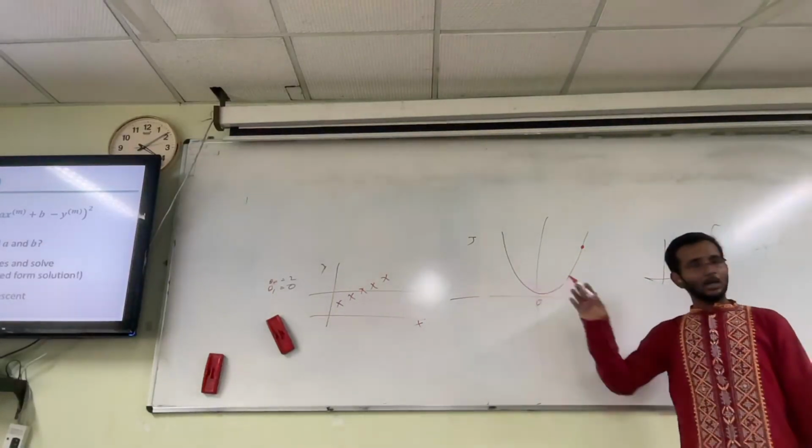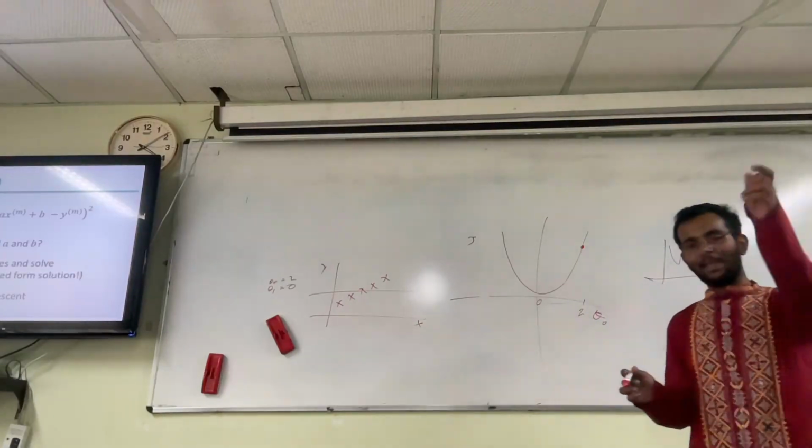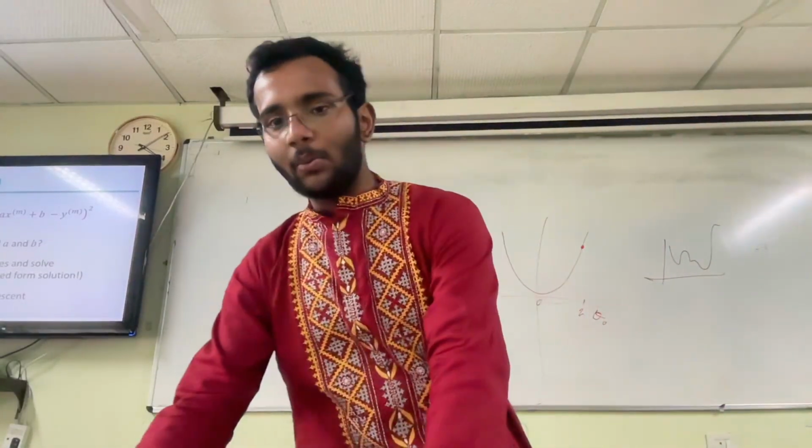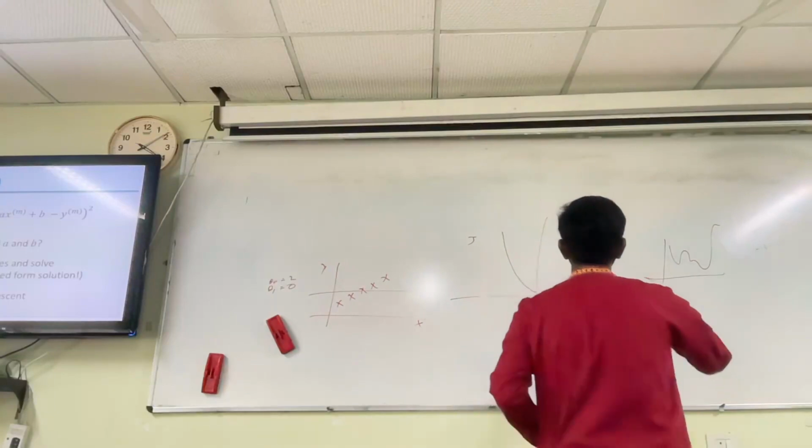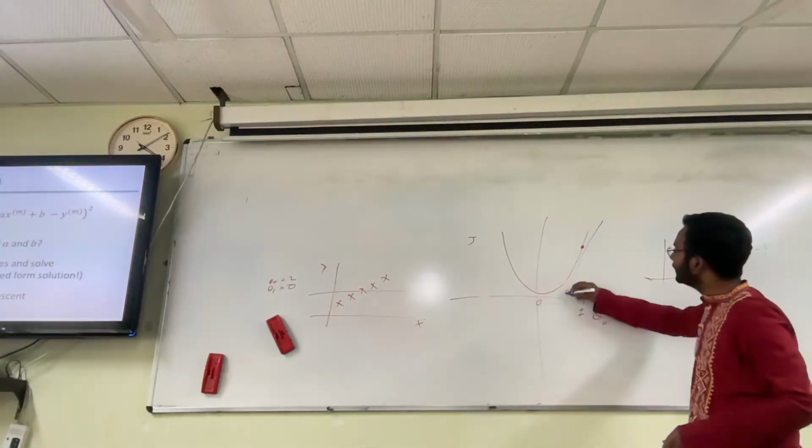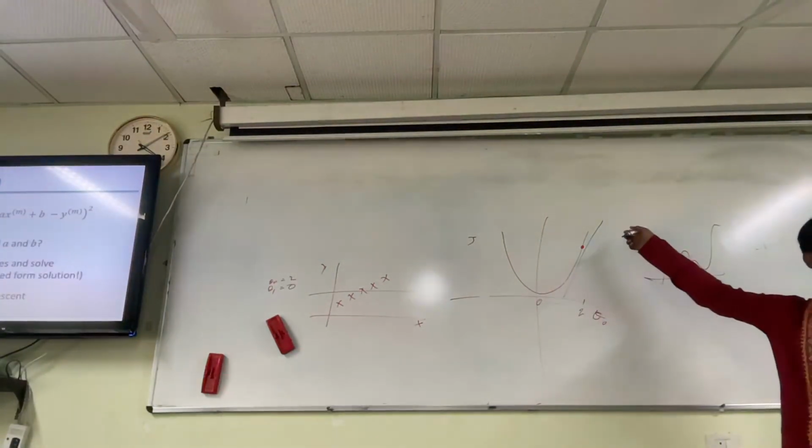Now the gradient descent algorithm in a graphical way: what will happen is, can you guess the gradient at this point? The gradient at that point on the function will be this one.